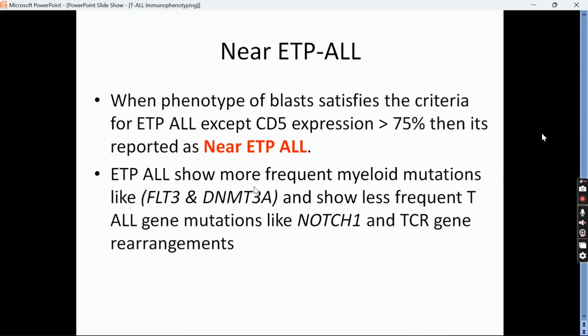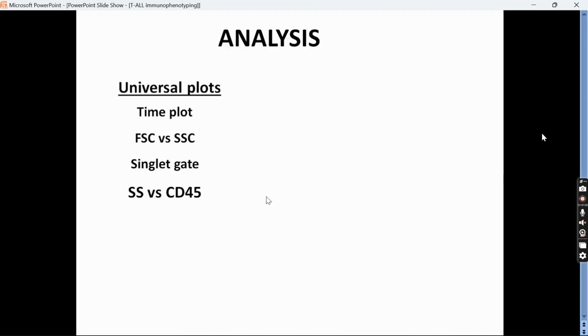Okay, so ETP-ALL shows more frequent myeloid mutations. Because, as I said, ETP-ALL is very close to myeloid. It has just started to differentiate towards T, right? So it can more commonly show some myeloid mutations. If you are not getting the right diagnosis of ETP-ALL, then your clinician may ask you, is it myeloid? Because it frequently shows some myeloid mutations.